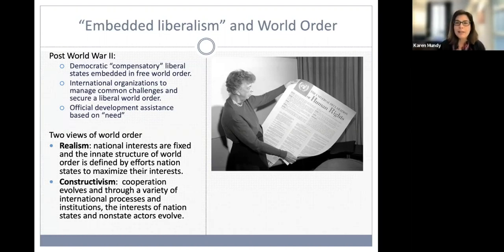So it's not intended to be realism versus idealism, but rather realism versus this thicker social order in which states sit and which shapes their interests. So over time, we should imagine that nation states' interests are not fixed, but they change over time. So here you have a little bit of a picture of, of course, the Declaration of Human Rights.